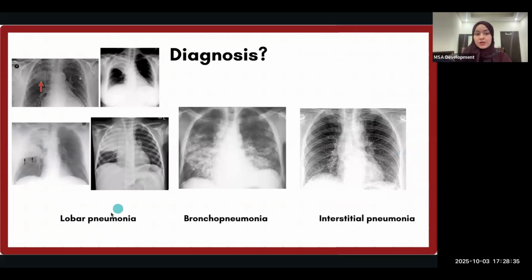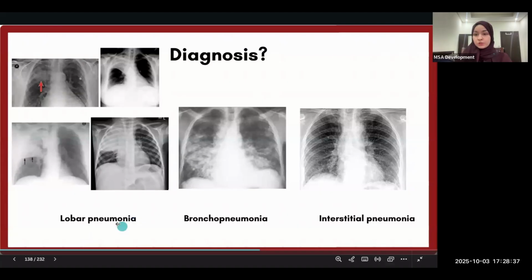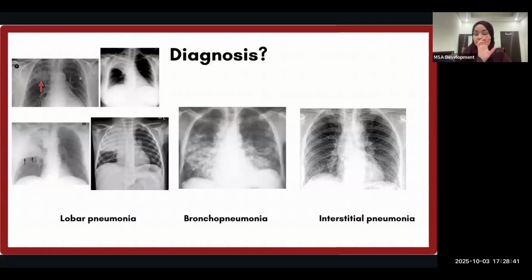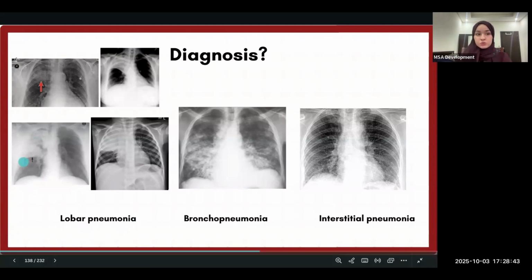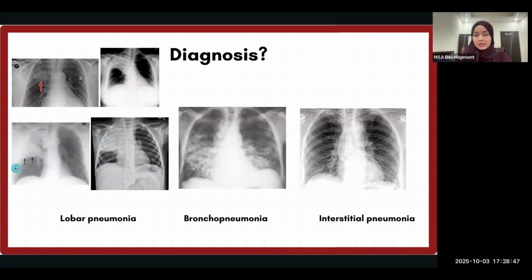Okay, so here we have lobar pneumonia. Lobar pneumonia is confined to a specific lobe. You can just see an area of consolidation. So here you have lobar pneumonia, here you have lobar pneumonia, here and here. Again, I put every picture that I found.